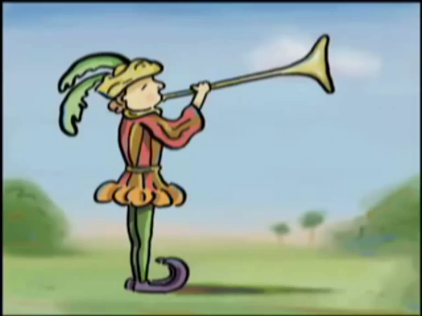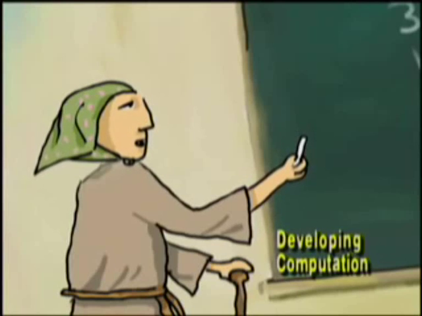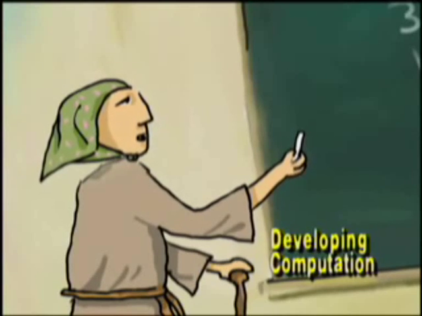It wasn't until the 12th century that common fractions with the bar notation that we use today were invented. Even then, these fractions weren't widely used until the Renaissance period, only 500 years ago. Throughout history, every culture around the globe has created inventive ways to calculate.